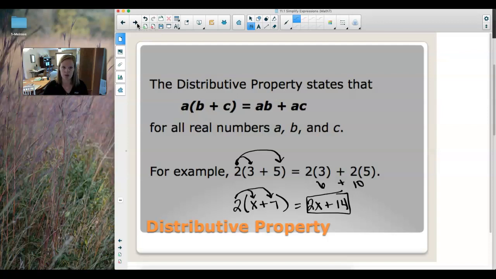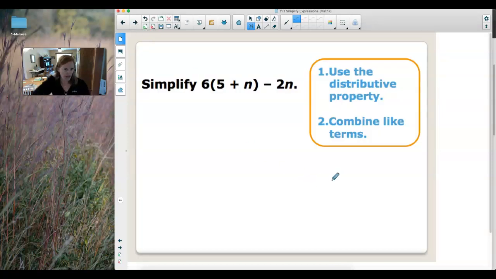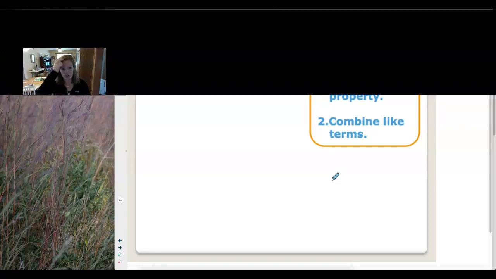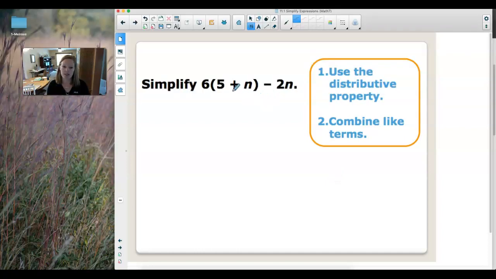Okay, so let's look at a few examples here. Here's the first one, and we always want to start with using the distributive property. If we see these parentheses, they are really going to get in our way, and we need to get rid of them. So we are going to start by distributing the 6 to the 5. 6 times 5 is 30. Here's a plus sign, but we also have to distribute the 6 to the n, and 6 times n is 6n. Now we can't forget we still have this minus 2n.